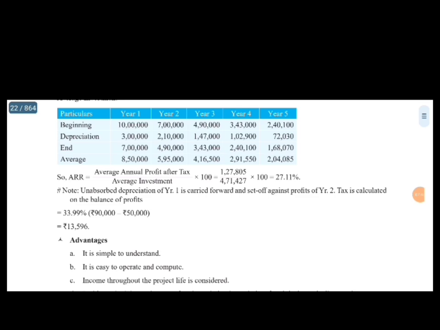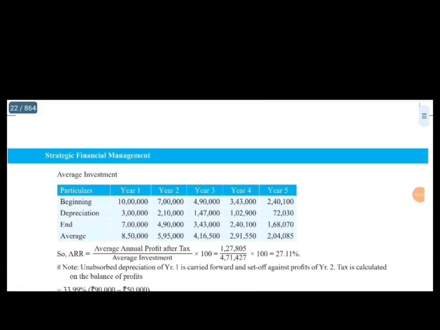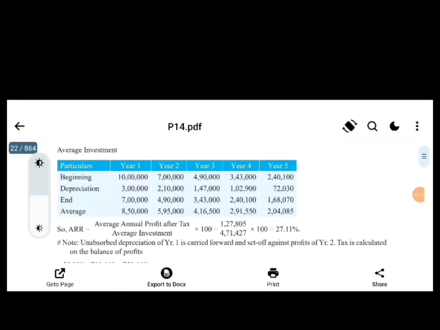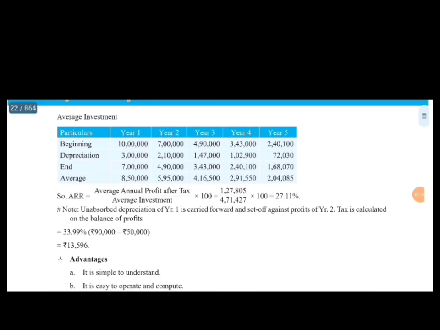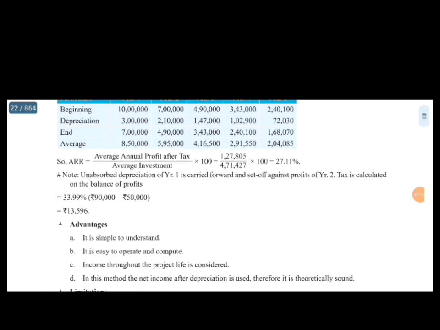Then use the formula. Average annual profit after tax is 1,27,805 and average investment is 2,04,085 into 100, that is 27.11%.